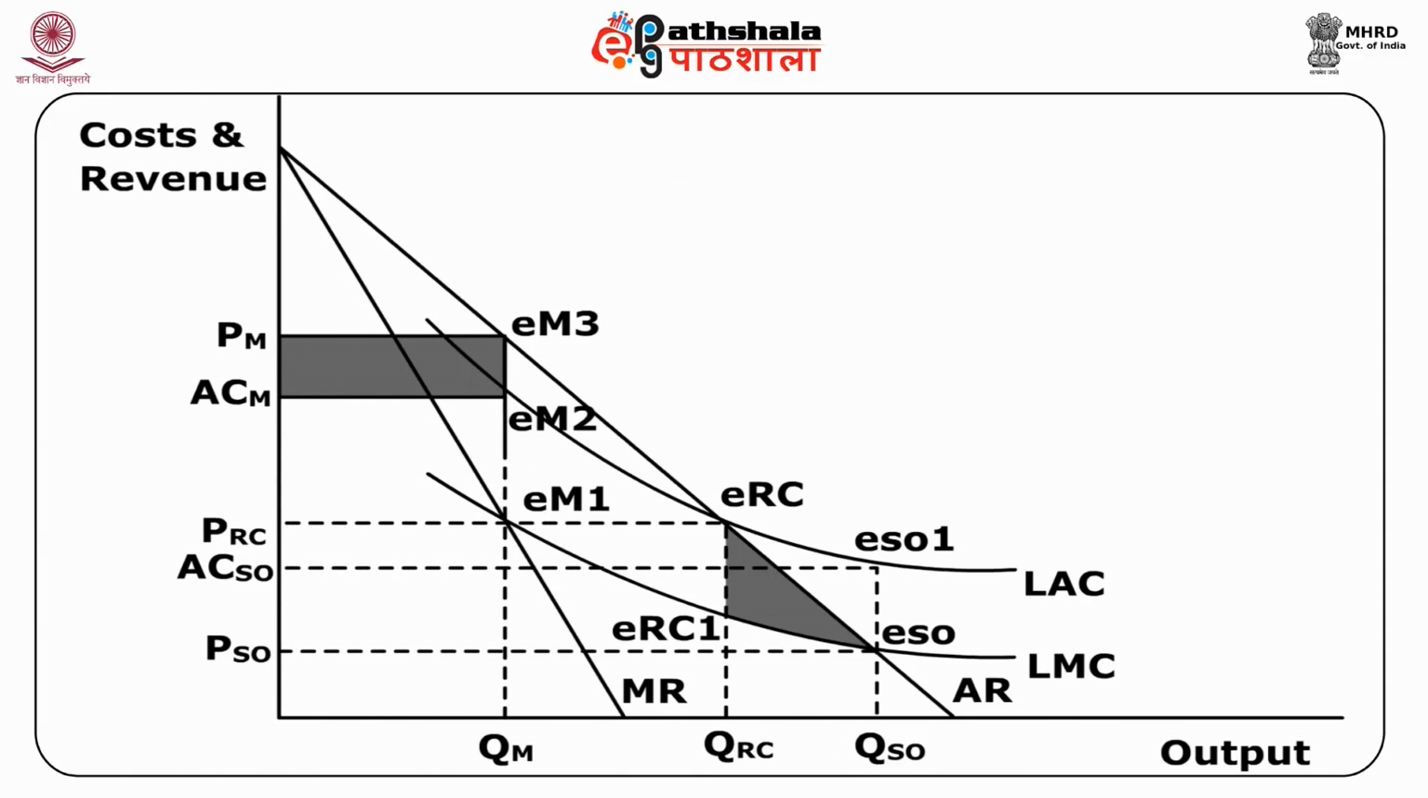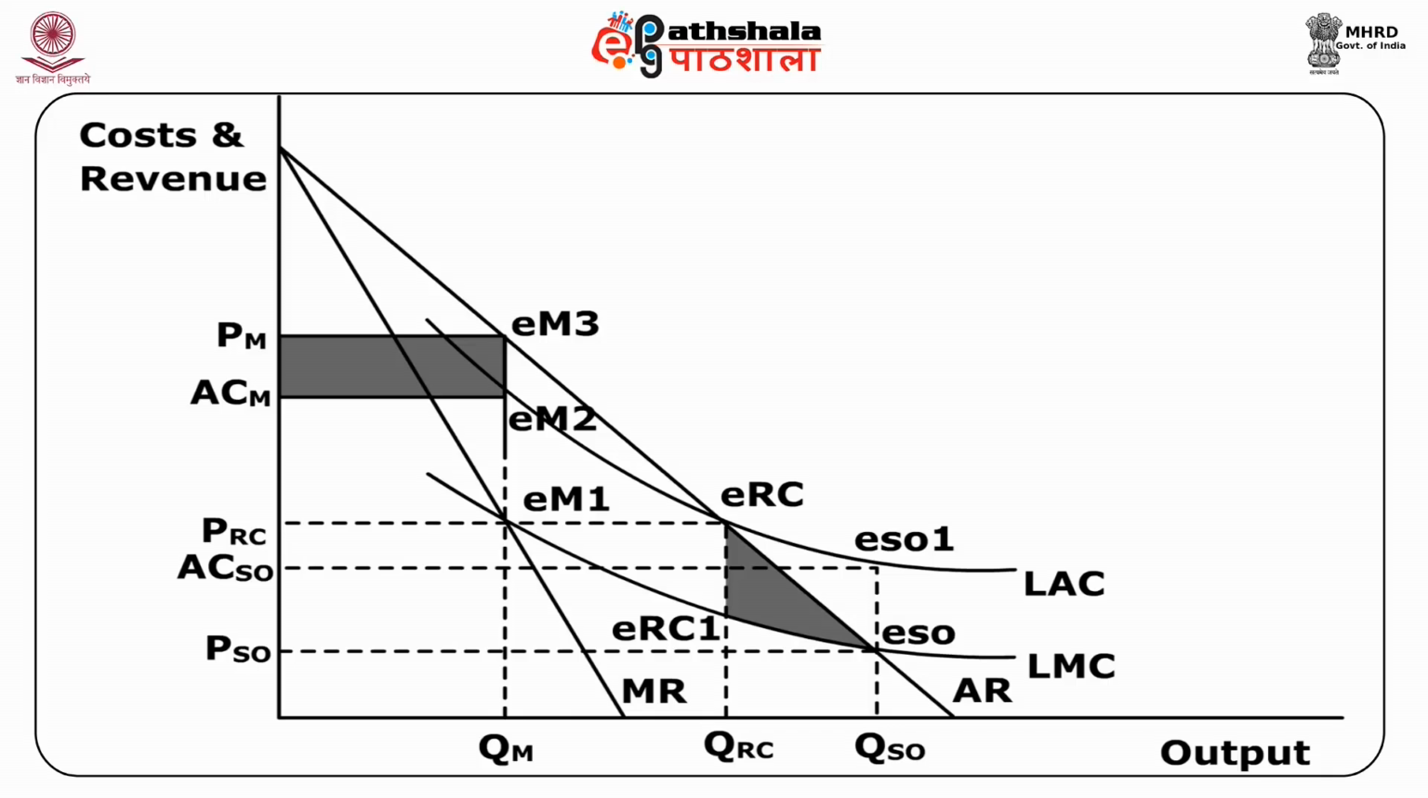In the above Figure 1, the AR and the MR curves represent the market demand and marginal revenue curves for the public utility. The LAC and the LMC curves are the long-run average and marginal costs respectively. If the public utility provider were to act as a monopolist, they would produce QM level of output and charge a price equal to PM per unit, hence making a profit equal to the rectangular region ACM, PM, EM2, EM3.